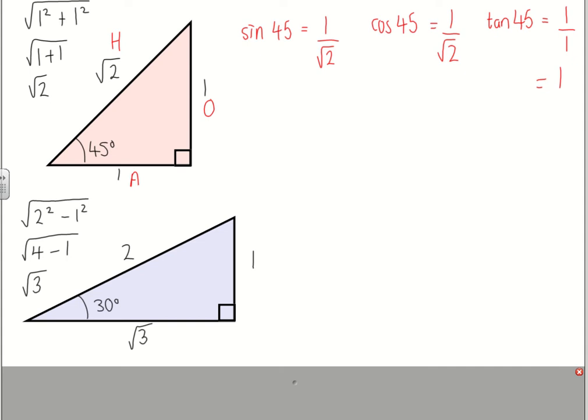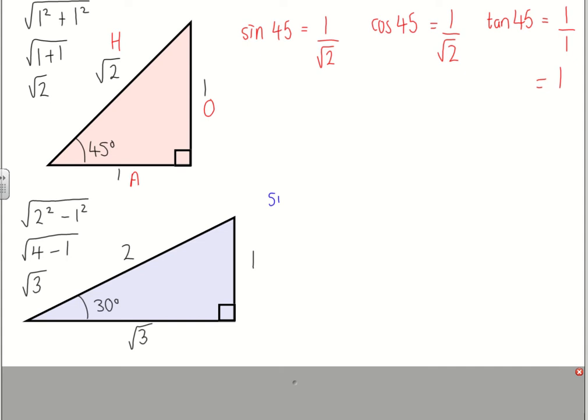So if I've got my 30-degree angle at the bottom, then my opposite has to be 1 and my adjacent is root 3. Don't get those muddled up. The opposite side will be shorter for a small angle like 30 degrees. And then we just work through it in the same way.